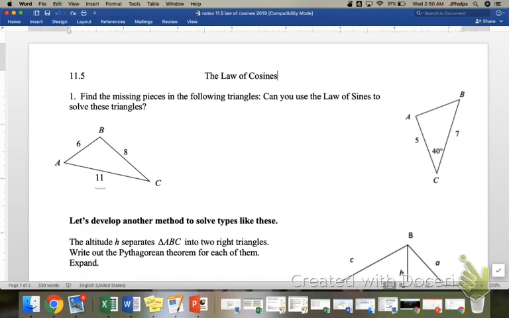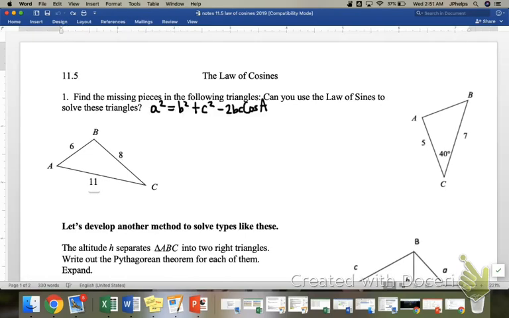And to recap, the law of cosines is a squared equals b squared plus c squared minus 2bc cosine of angle A. And this is written in the form of if we were solving for angle A to start, or if we want to solve for a different angle, then we just need to rewrite it in terms of that angle. So we're going to be starting by solving for angle B because it is across from the longest side. So we need to write this equation in terms of B.